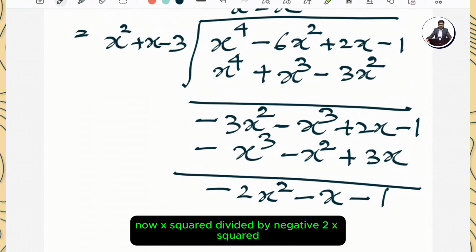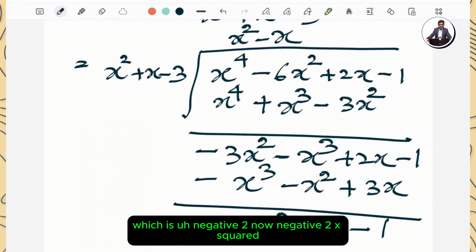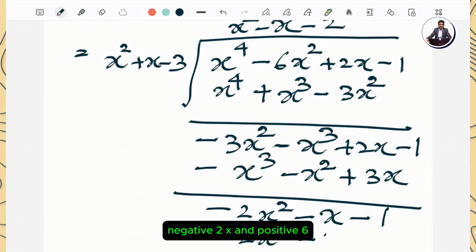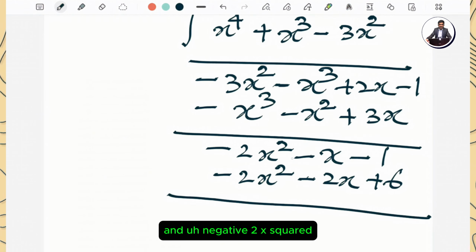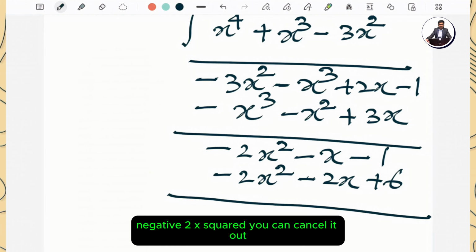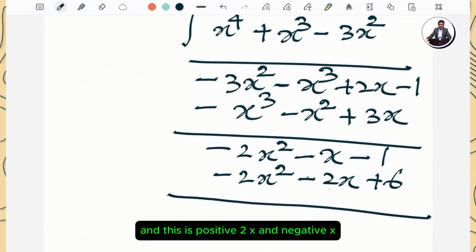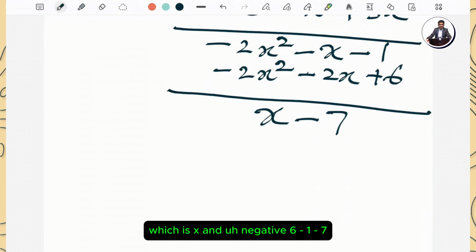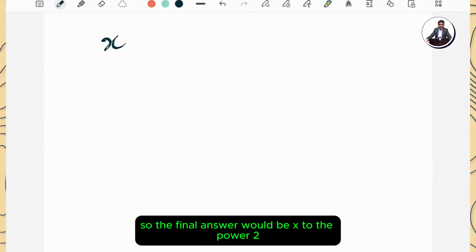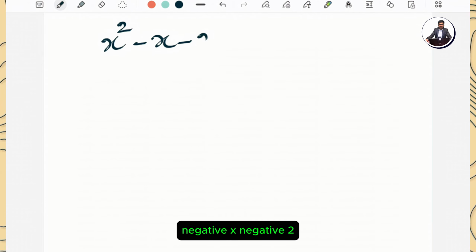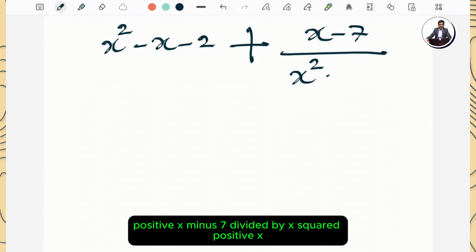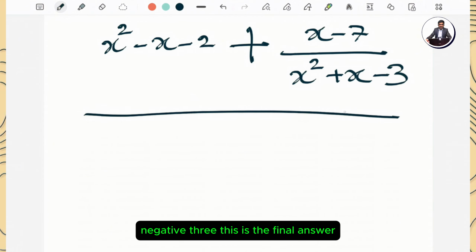Now negative 2x squared divided by x squared is negative 2. Now negative 2 times x squared, negative 2x, and positive 6. And negative 2x squared you can cancel out, and this is positive 2x, and negative x is x, and negative 6, negative 1, is negative 7. So the final answer would be x to the power 2, negative x, negative 2, plus x minus 7 divided by x squared, positive x, negative 3. So this is the final answer.